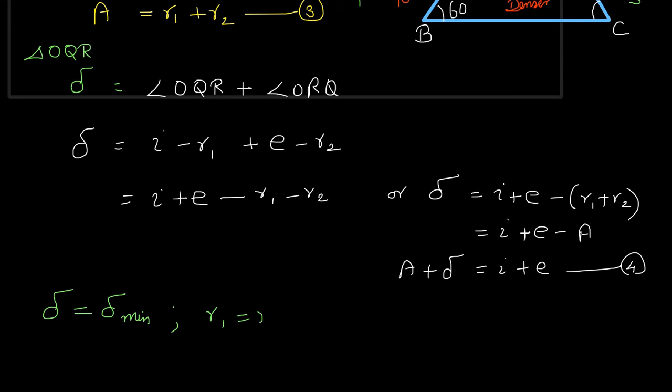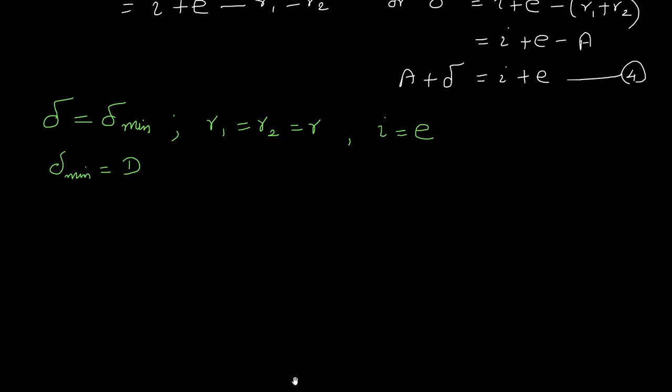R1 should be equal to R2, which is equal to R. Similarly, I should be equal to E. So delta minimum can also be represented as capital D. So when delta is equal to capital D, equation number 4 can be written as A plus delta minimum, which is capital D, equal to I plus E. I is equal to E, so wherever E comes, we write I. So A plus D equal to 2 times I.